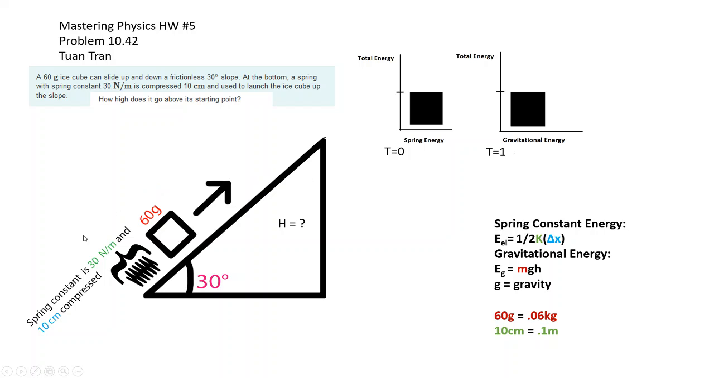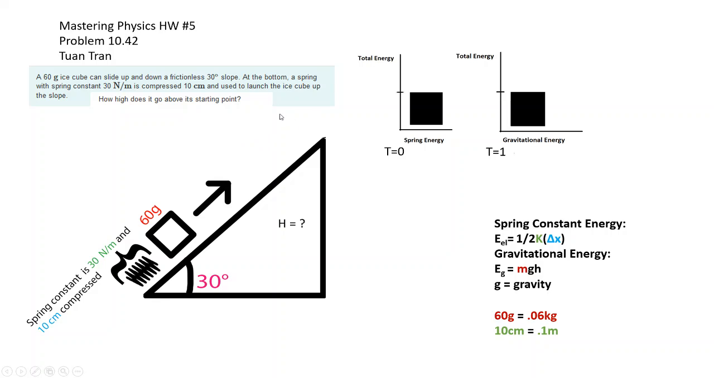So basically, you're finding the maximum height that the cube reaches after it is launched by the spring. To figure this out, you need to figure out where the energy will start and where the energy will end up. I figured the energy will start with the spring because you're using the spring to push the ice cube upward.